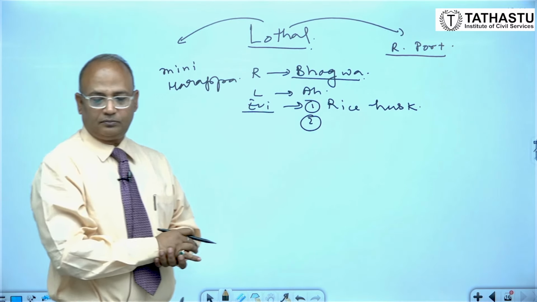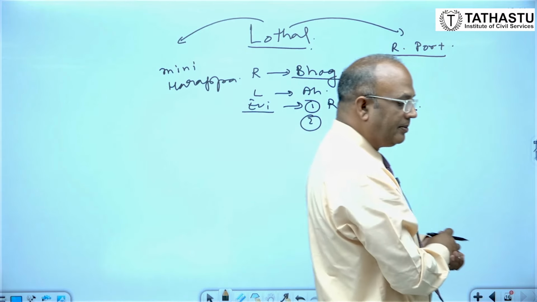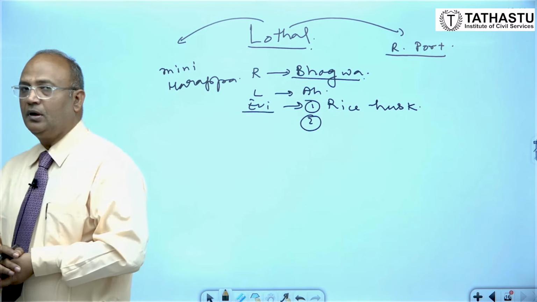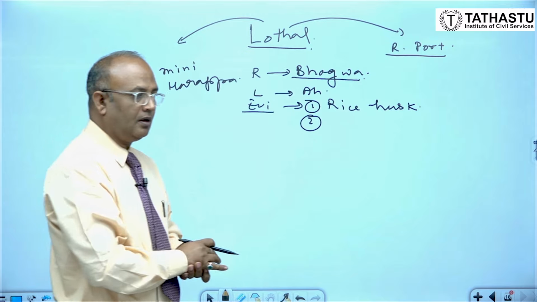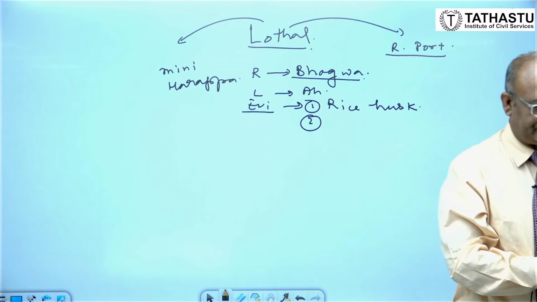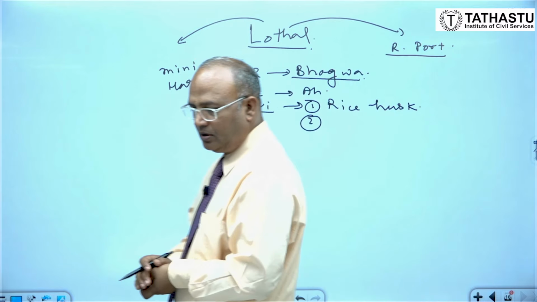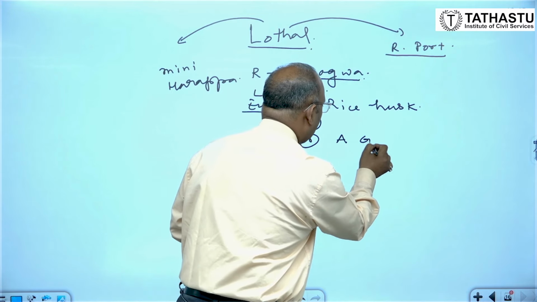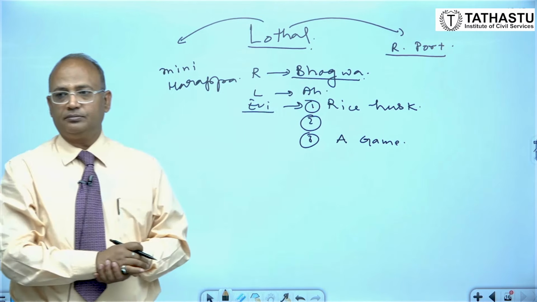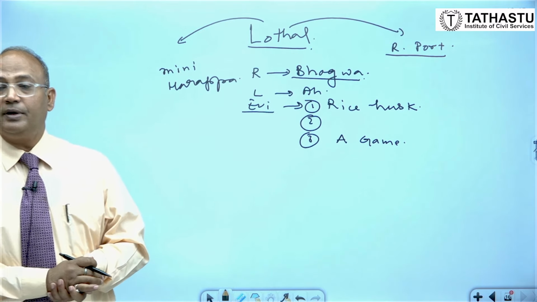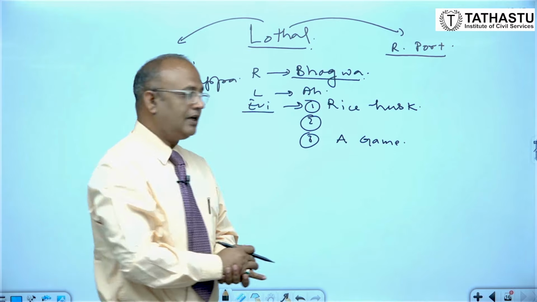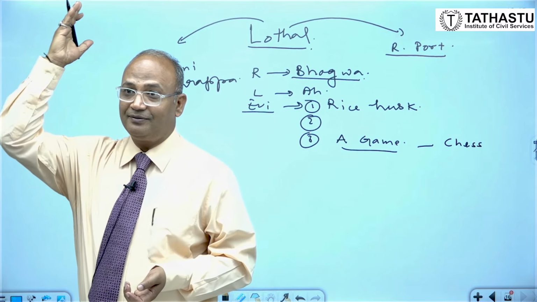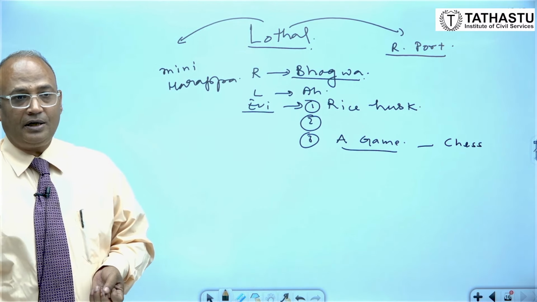Second, direct trade relation with Mesopotamia and Persia. Okay, next. We have discovered one game here. A game similar to, fill in the blanks. Chess, very good. A game similar to modern day chess. They were playing chess since that time period.